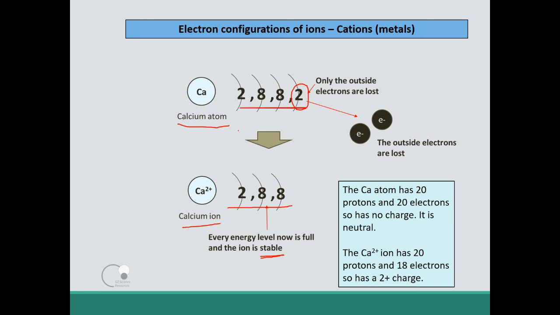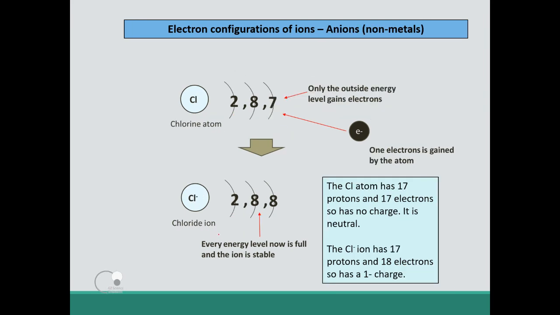Overall the calcium atom has no charge, and when it reacts, it loses 2 electrons. So it only has 18 electrons, but it still has 20 protons, and protons are positive, electrons are negative. So overall, we've got a charge of +2 on the calcium ion.